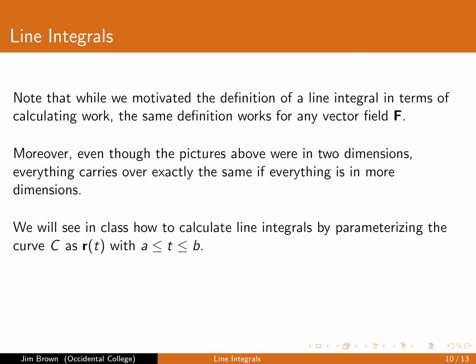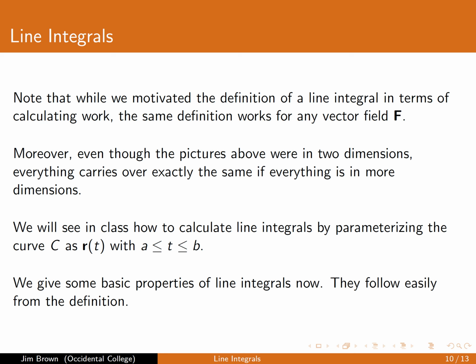We're not going to see in this video, but we'll see in our class lecture, how to actually calculate these line integrals. What we'll do is parameterize our curve C with some parameterization r(t) for a ≤ t ≤ b. And when we do that, we'll be able to take our line integral and turn it into just a one-dimensional integral of the kind we saw in Calc 1 and Calc 2.